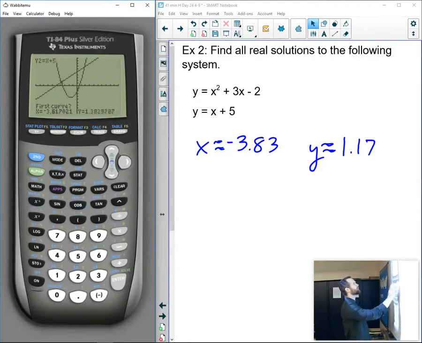I'm going to hit up so I can move along the linear equation just to make it a little bit faster. It doesn't make a difference though. You can move along the parabola and it'll take a little bit longer, but eventually you'll get there. That's close enough. Enter for first curve, enter for second curve, enter for guess.